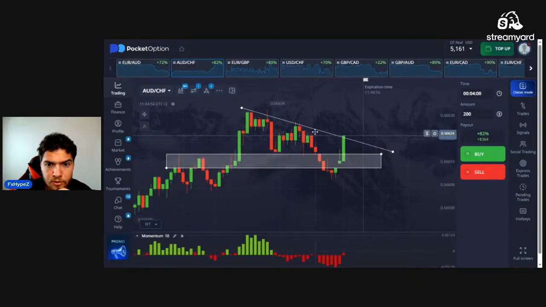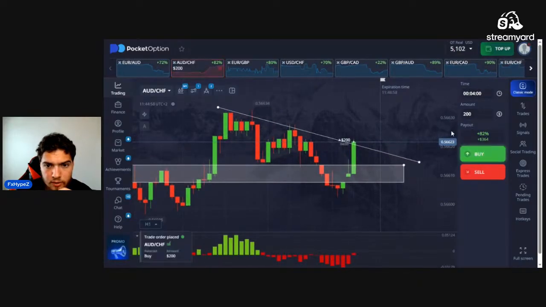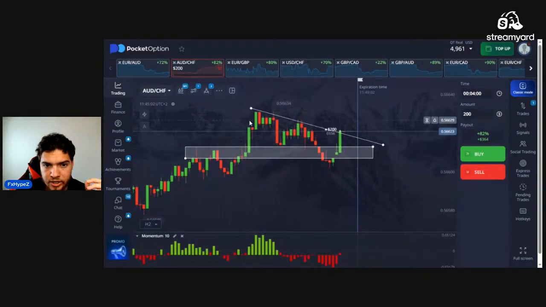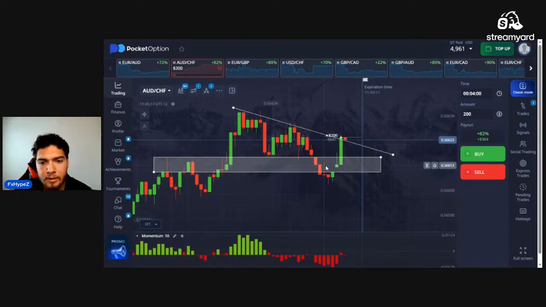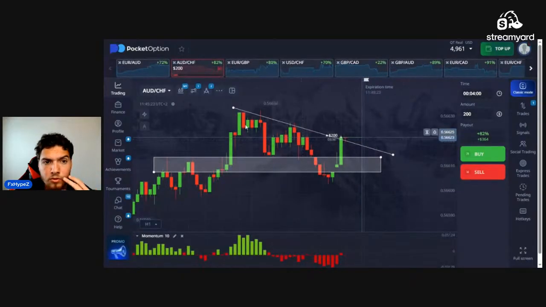So we got a beautiful little rejection, and I'll take a 4-minute buy position right here. We got a beautiful rejection off the support zone. Like I mentioned earlier, right? We don't need to see a perfect bounce off the support zone. Sometimes the support zone will be broken by 1, 2, 3, maybe 4 points. But we did eventually get that bounce.